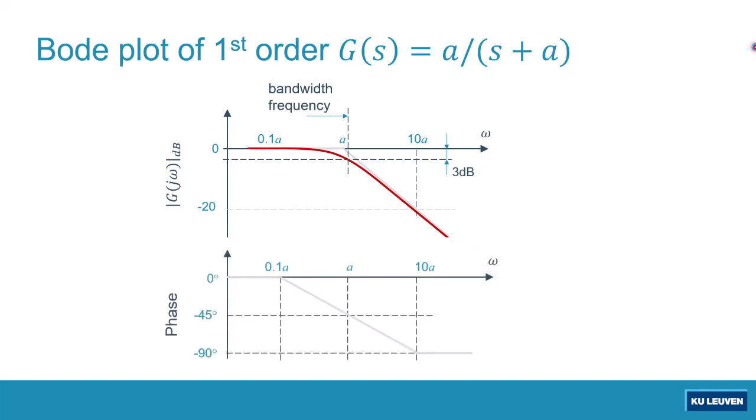What about the phase plot? For the phase plot, the gray straight lines here are the straight line sketching of the phase plot. The real phase plot typically will look something like this. As you can see here, our straight line sketching with these three regions, low frequency region, high frequency region, and middle frequency region, looks better to approximate the real phase plot compared to if we only consider two regions with a sharp step in the phase plot. So this is what typically will look like for the phase plot of a first order system.